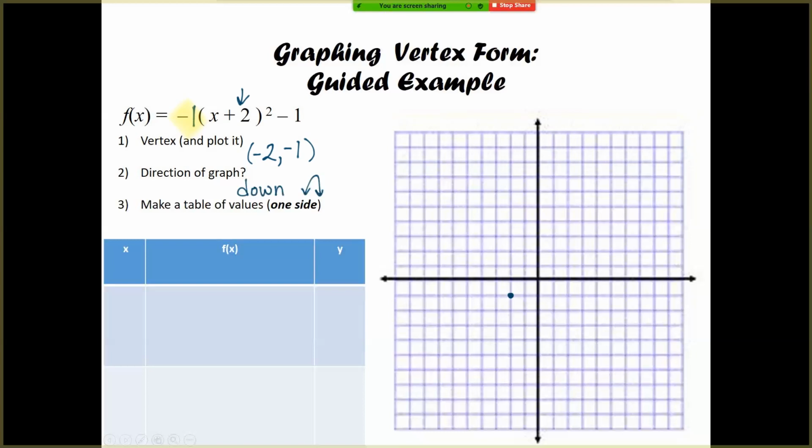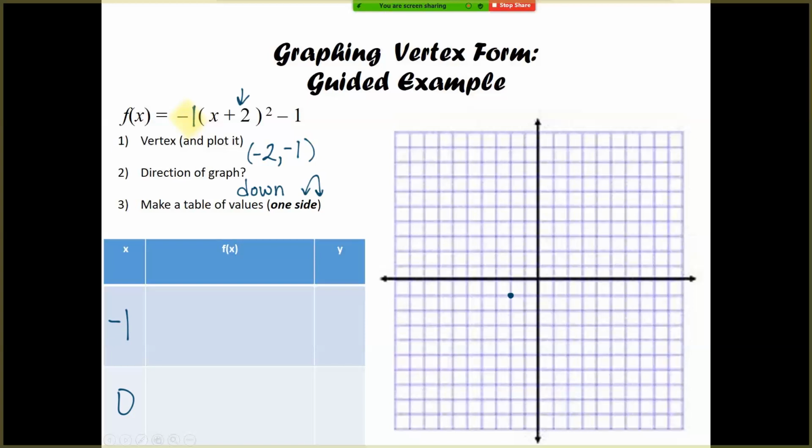So now I have my vertex here. I get to pick x values either to the left or to the right of that point. So this x value here is negative 2. I can plug in negative 3 and negative 4 for my x values, or I can go to the right and plug in negative 1 and 0. Which 2 points am I going to plug in? Negative 1 and 0. I would do that too because 0 is easiest to plug in.